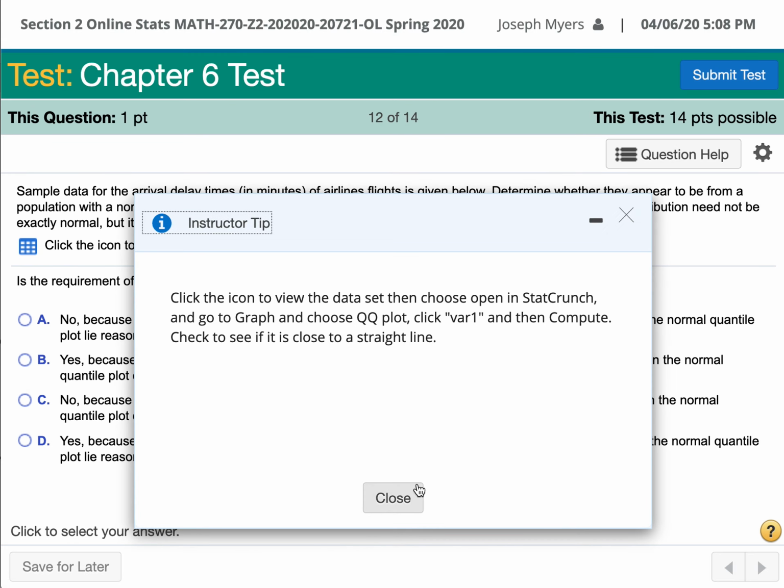So the next question actually shows you a tip. I already typed this tip in before when I made the test for you. Click the icon to view the data set and then open it in StatCrunch. So do StatCrunch, graph, QQ plot, var1. Basically, open StatCrunch and do graph, QQ.